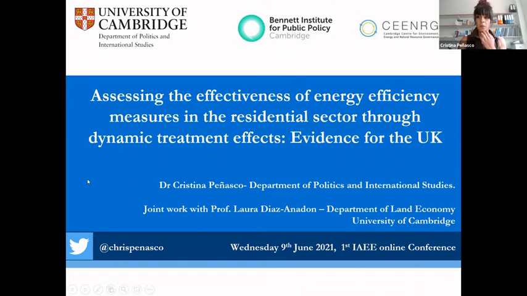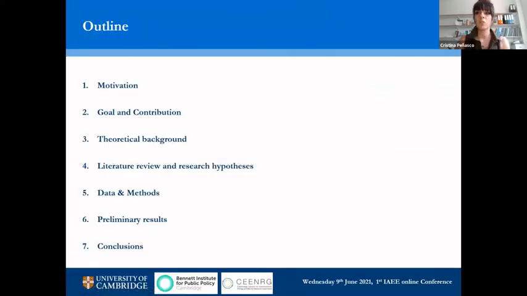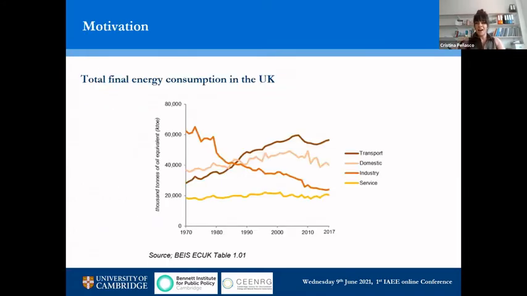I will start with the motivation, then move to the literature review, the hypothesis, the methodology, well, the normal type of outline. So improving energy efficiency is vital to ensure a sustainable, affordable, and secure energy system. The residential sector represents on average almost 20% of the total final energy consumption in OECD countries, and this reaches one of the highest percentages in the UK, with 29.5% of the total final energy consumption.